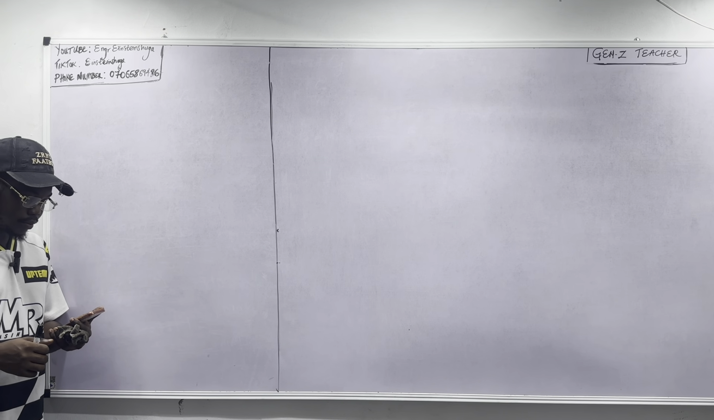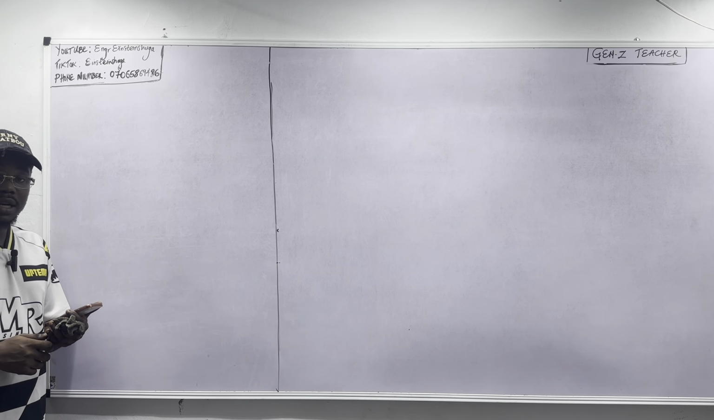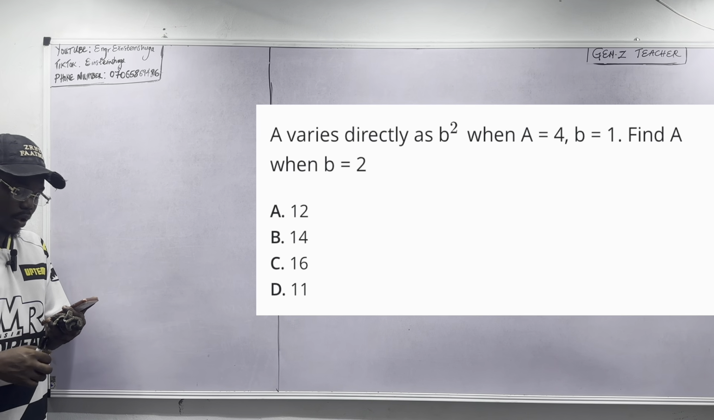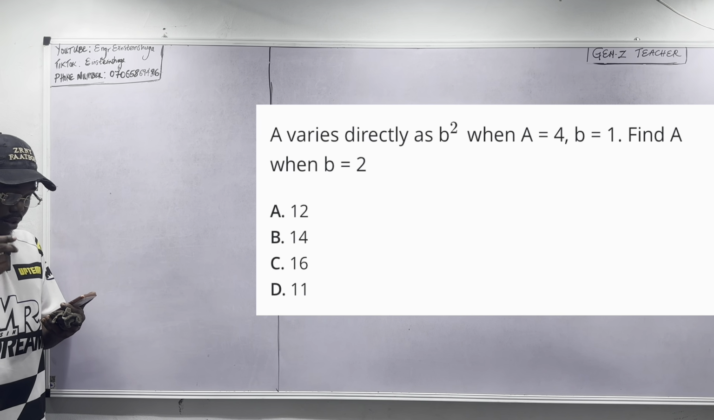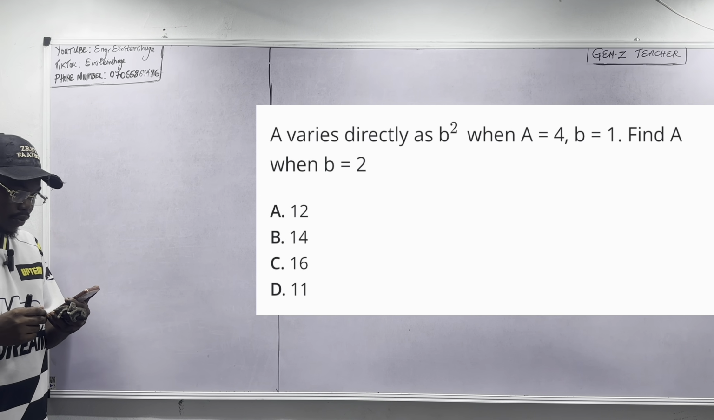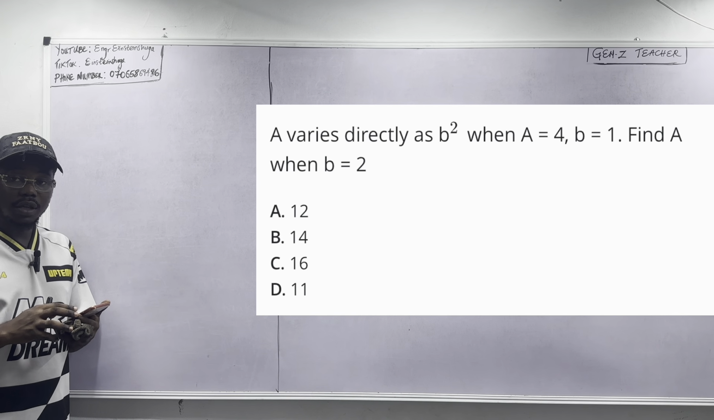Number 14. A varies directly as b squared. When a equals 4, sorry, and b equals 1, find a when b equals 2.